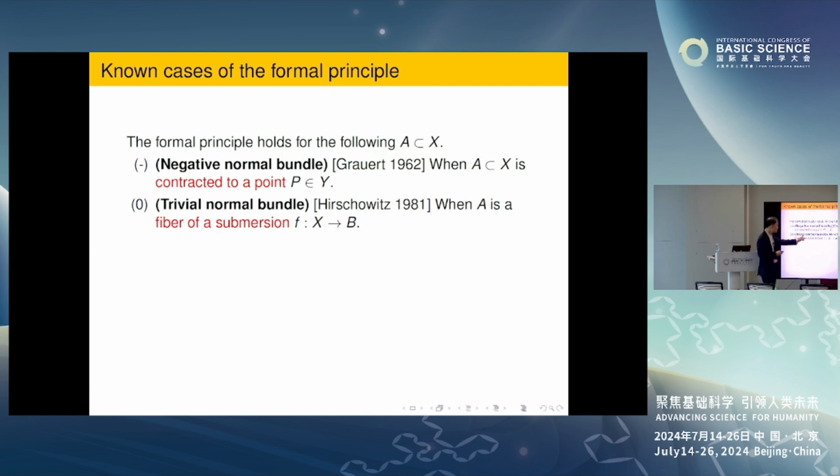And then there's a trivial normal bundle case due to Hirschowitz. So when the submanifold is a fiber of a submersion, you have a smooth family of complex manifolds, and this is just a fiber. Then the formal principle holds.